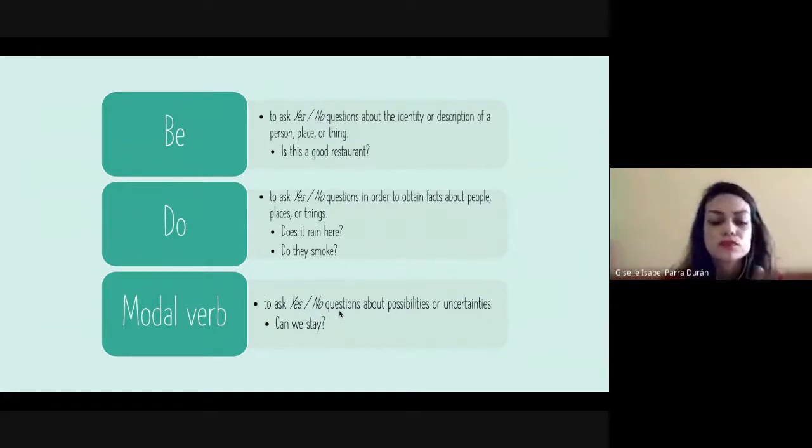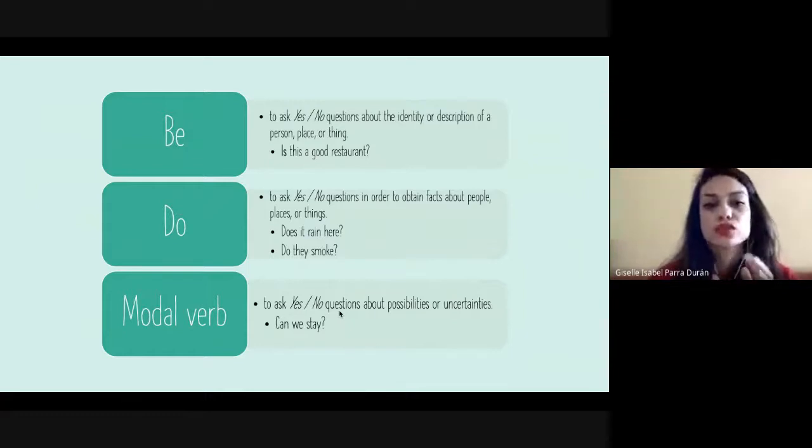Okay. We're going to use do when we want to obtain facts about people, places, or things. For example, does it rain here? Yes, it does. Or do they smoke? No, they don't.